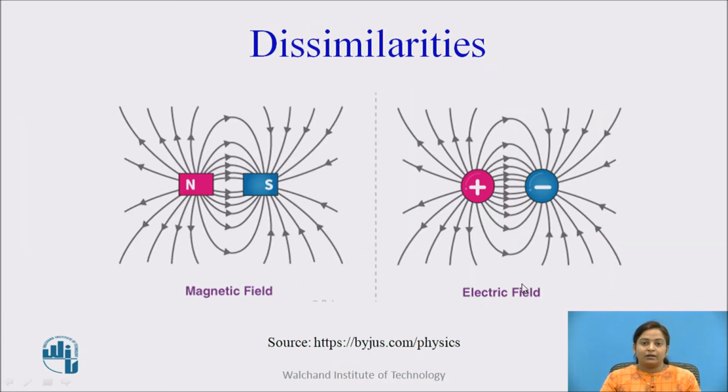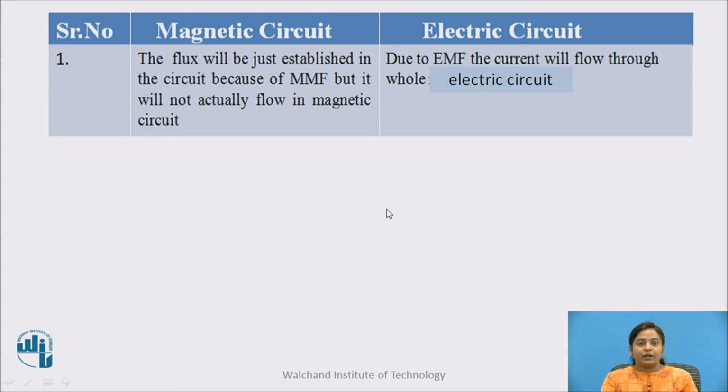Now the dissimilarities. Coming to the first point, in magnetic circuit, the flux is just established in the circuit because of the magnetomotive force, but it does not actually flow in the magnetic circuit. The flux actually sets up in that magnetic core, it will not flow. But in electric circuit, due to the electromotive force, the current will flow through the whole electric circuit.